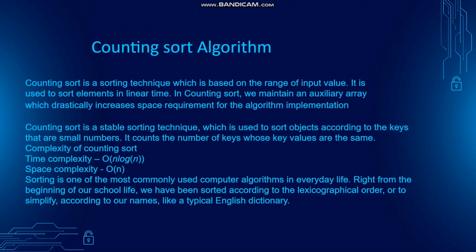Counting sort algorithm is a sorting technique which is based on the range of input values. It is used to sort elements in linear time. In counting sort, we maintain an auxiliary array which drastically increases the space requirement for the algorithm implementation. Counting sort is a table sort technique which is used to sort objects according to keys that are small numbers. It counts the number of keys whose k values are the same.